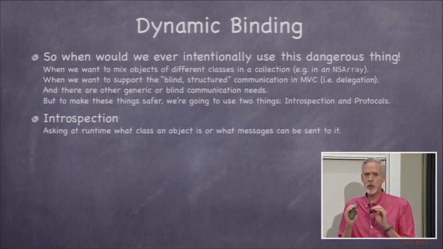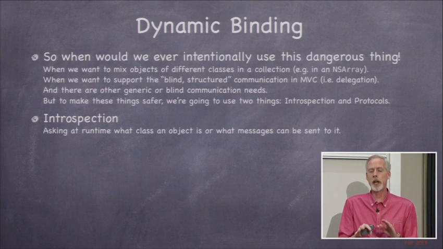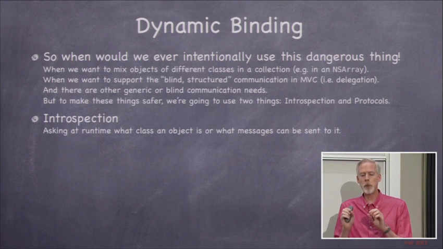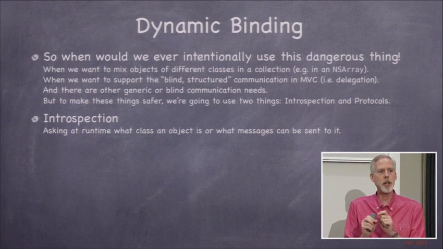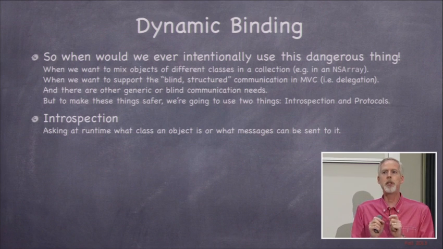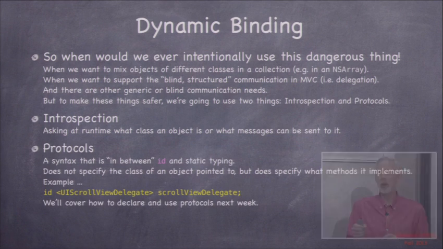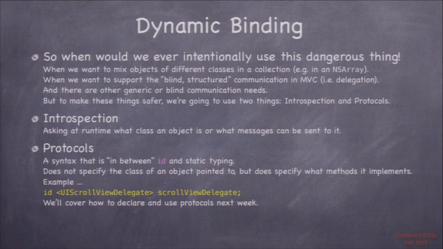However, we need to protect ourselves, and there are two big ways that we protect ourselves against ids. One is introspection, which I'm going to talk about in the next few slides, which is we can ask an id at runtime, what class are you, or what methods do you respond to? So that's a great way to protect ourselves. And then another way is called protocols. Protocols is a way, using little angle brackets after an id, to say this is an id, a pointer to some class, I don't know what it is, but it responds to this set of methods that I'm going to define with this little angle bracket thing like UIScrollViewDelegate. And that's how we do the delegation and data source thing.